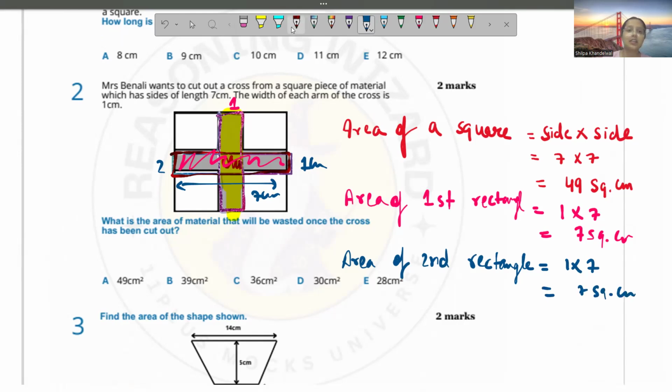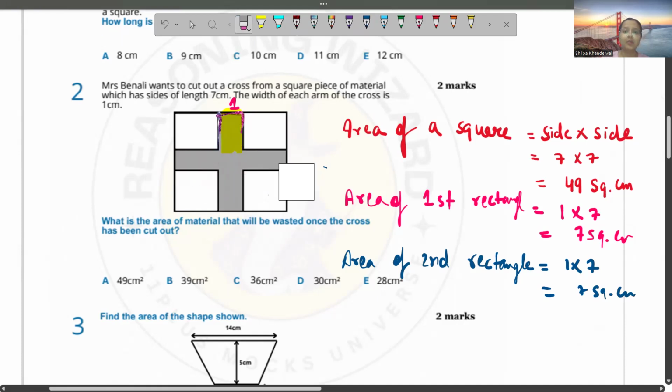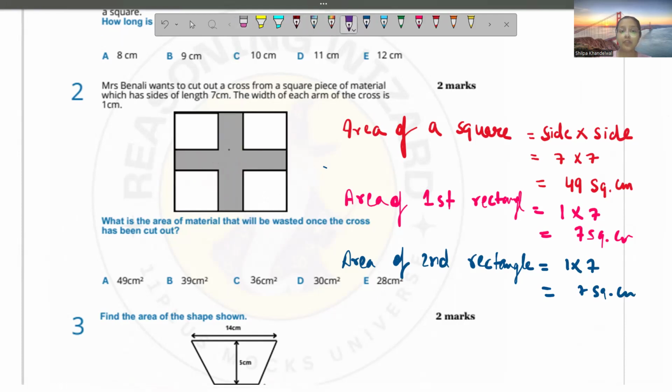Now, like I mentioned, this area, the middle one, is covered by both of the rectangles, two times, right? And this looks like a square to us, isn't it? It is basically a square. And we know that this is 1 centimeter, this is 1 centimeter, this is 1 centimeter, this is 1 centimeter. We covered it two times, so we have to remove one part of it, right? Because we only needed it one time, but we covered two times.